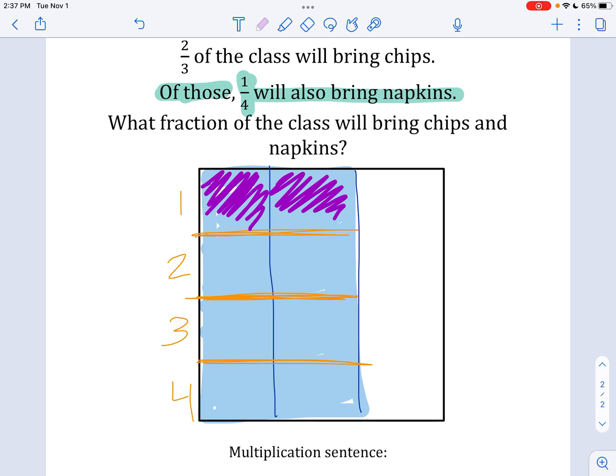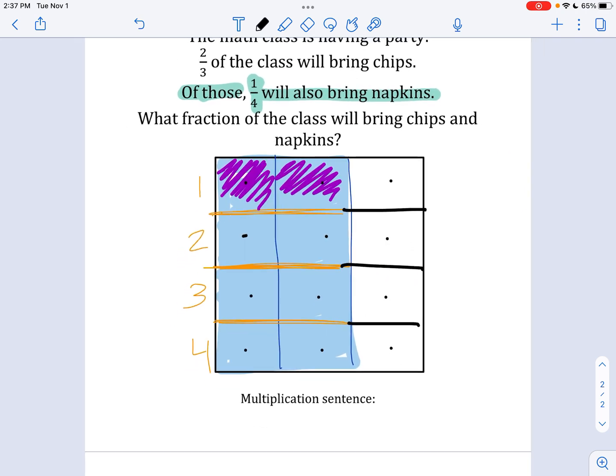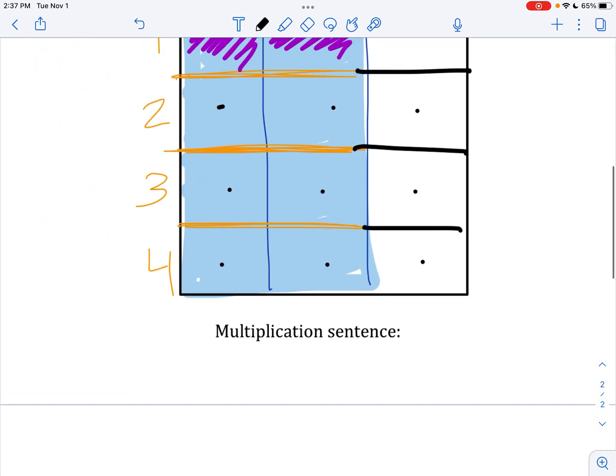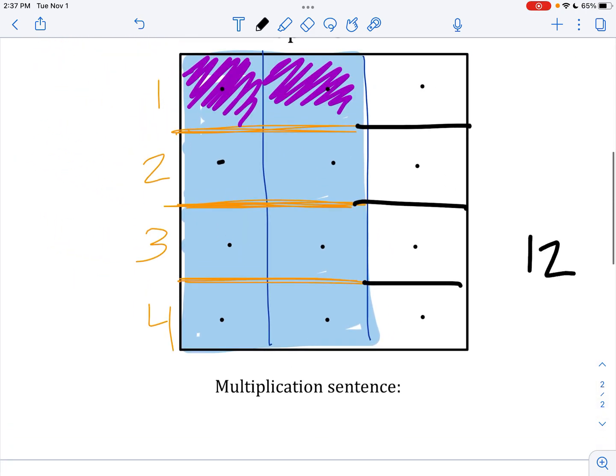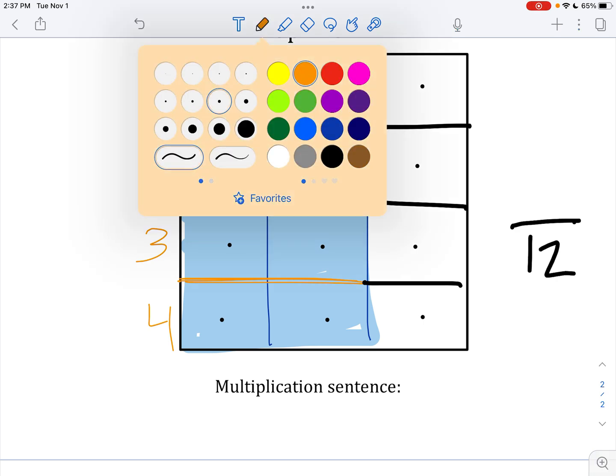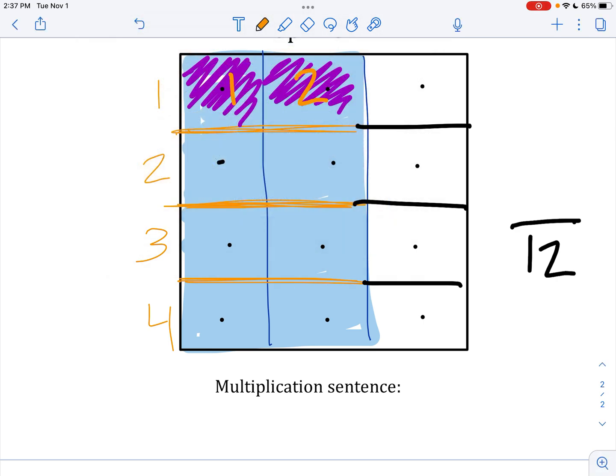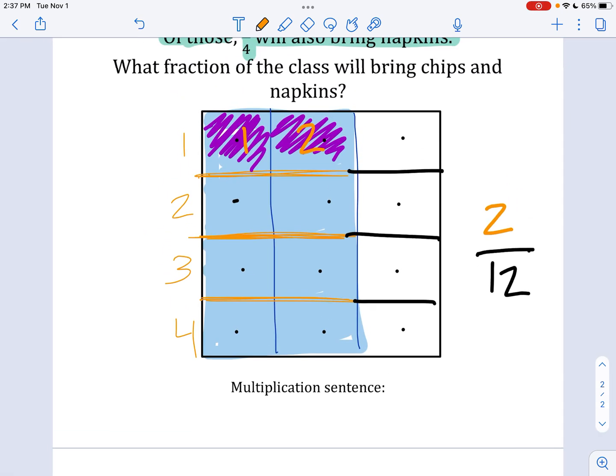To answer the question, I can extend my lines across, and I see there are 1, 2, 3, 4, 5, 6, 7, 8, 9, 10, 11, 12. There are 12 total. So I'll write that over here, 12. And then I need to count the purple ones. 1, 2, so that's 2. So it looks like the answer is 2/12.